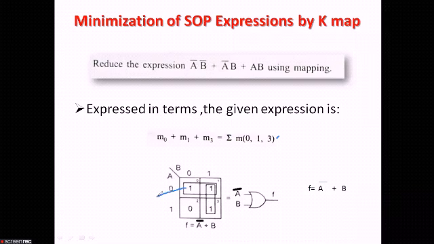The answer of this pairing will be A is common. That is, the value of A is 0, but B is changing. So it will be A bar. Now this pairing.